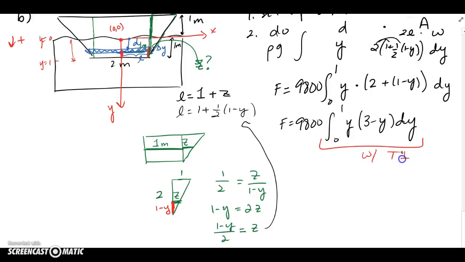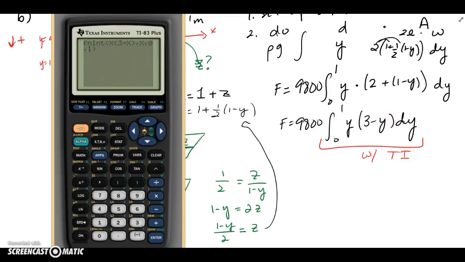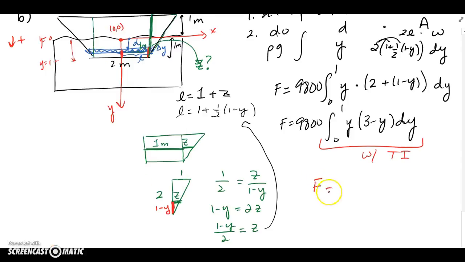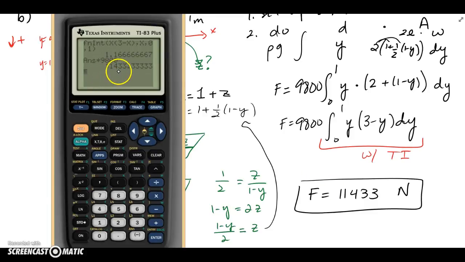With the TI, again, it's just a polynomial. We can quickly distribute that and integrate it by hand, but we'll use our TI. So math 9, x times 3 minus x in terms of x from 0 to 1. Let's push enter. And then multiply that by 9800. And we get approximately 11,433 newtons, again because we were in the metric system.